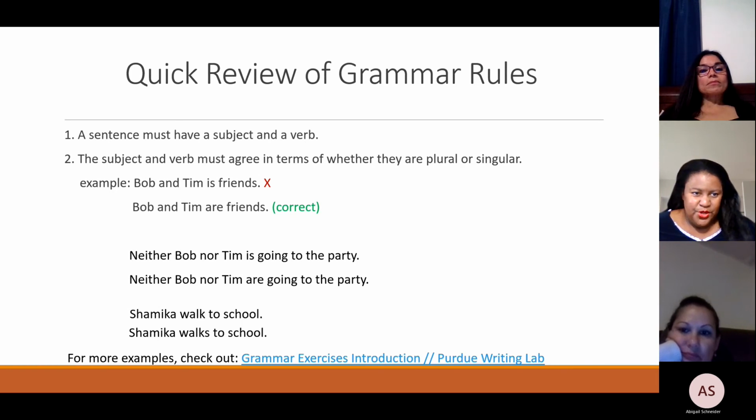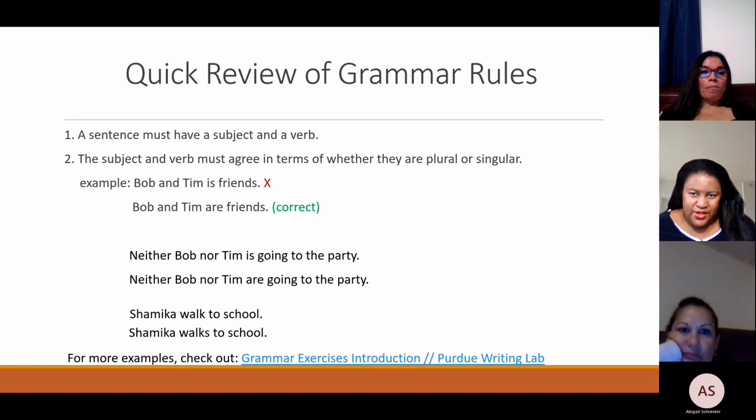So let's take a look at this one. A sentence must have a subject and a verb. The subject is the person who is doing something. The verb is the active word that describes the activity that they're doing. The subject and verb must agree in terms of whether they are plural or singular. Okay, let's take a look.